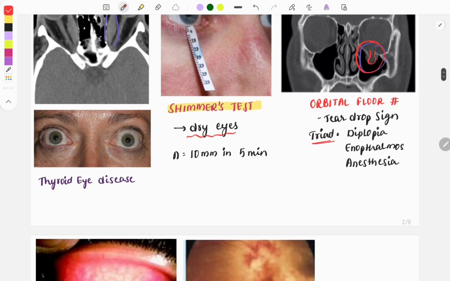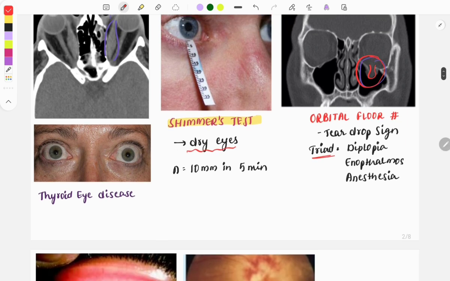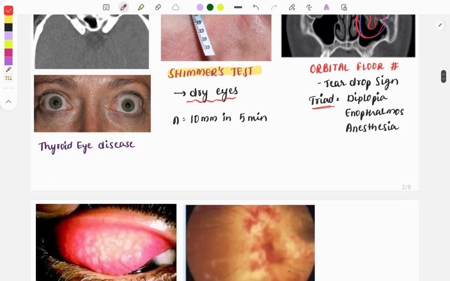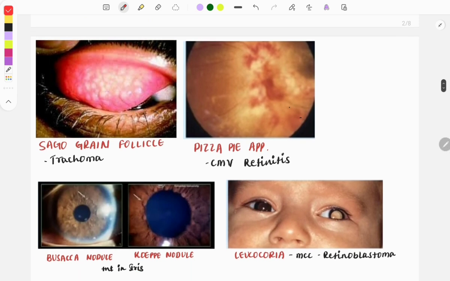Okay, so this image, as you can see, is thyroid eye disease. It is seen in Graves disease whenever there is hyperthyroidism. Then the next image is called a sago grain follicle, which is seen in trachoma. Multiple grain-like structures like this, so that's why the name is given as sago grain follicle. Then the next image is seen in FMG retinitis, and this image is called a pizza pie appearance.